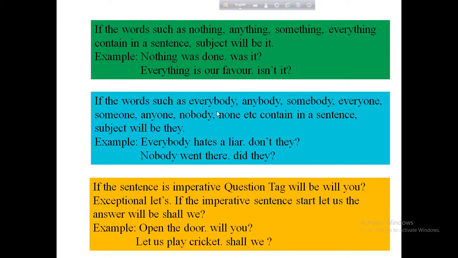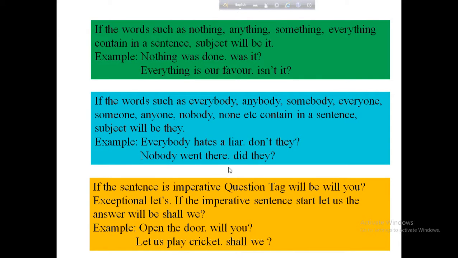But in the case of body words, everybody, anybody, somebody, everyone, someone, nobody, none, you have to use the subject they. Look at the example. Everybody hates a liar, don't they? Although here the third person singular number is used, in the case of everybody you have to use they, and for this reason you have to use do. And the statement is affirmative, so the tag is negative.